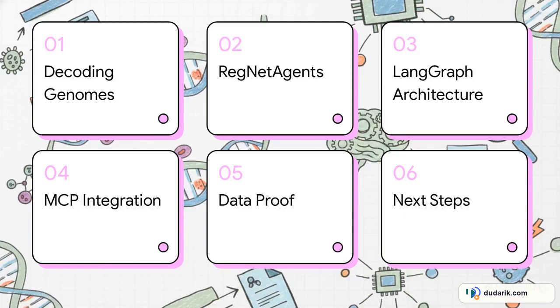So here's our roadmap for this explainer. First, we'll look at decoding cancer genomic networks. Then, we'll meet the RegNetAgents framework itself, see how it's powered by LangGraph architecture, and check out the MCP integration layer. Finally, we'll look at the proof in the data and the next steps for researchers.